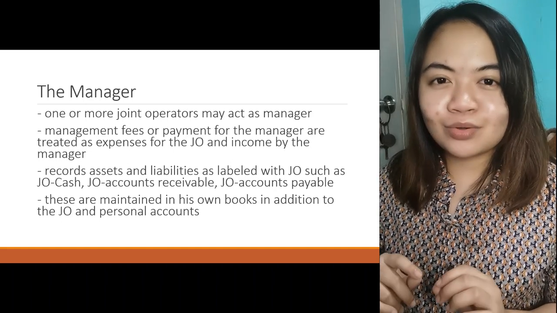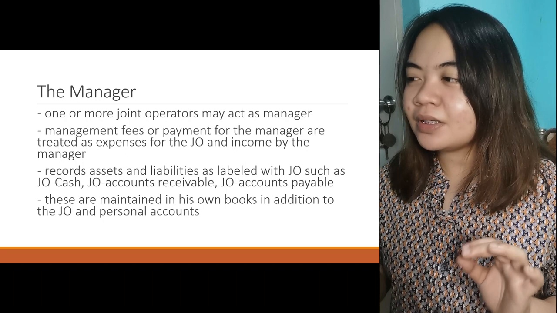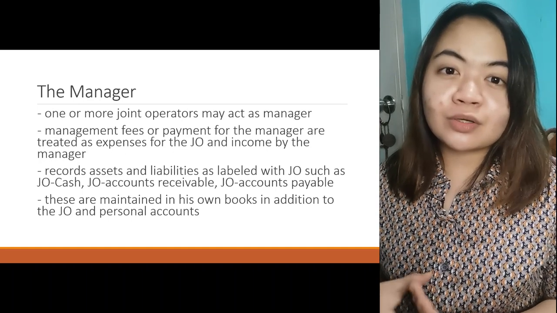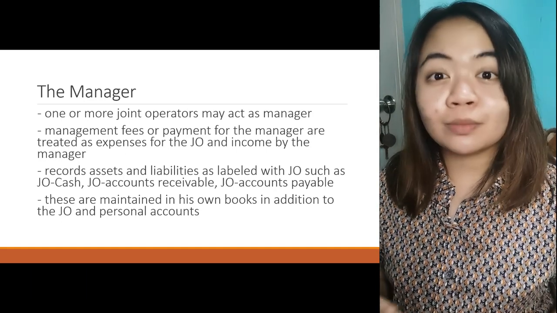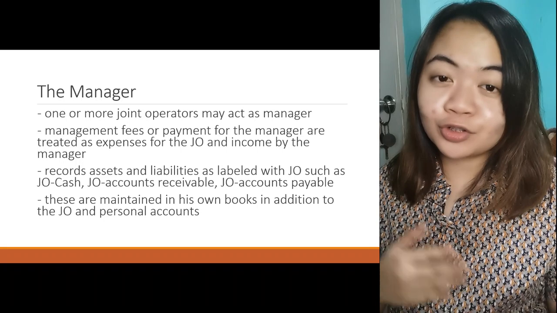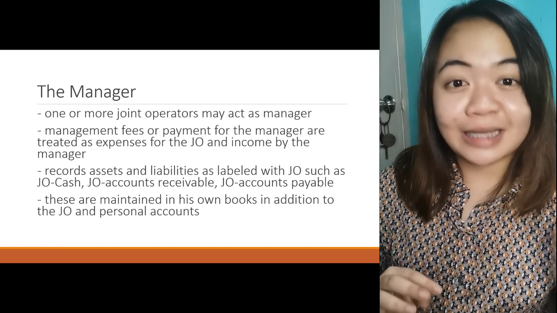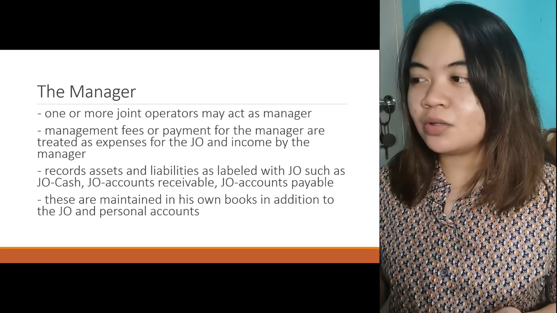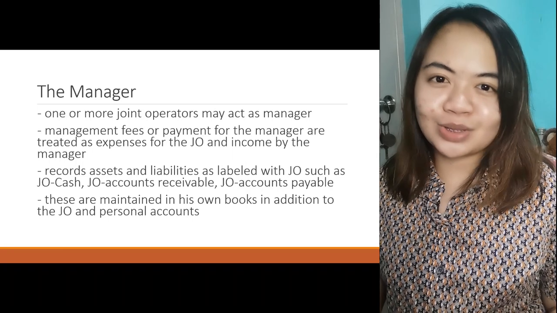Okay? Remember, yung books nila, no separate records. Okay? Ang illustration natin na, okay? Record assets and liabilities as labeled with JO, such as, if transactions are being recorded by the manager sa books niya, if there's no separate record, ha, ang label niya is with joint operation. So, for example, merong involved na cash, okay, connected to the joint operation, magre-record siya ng cash na nakalagay is joint operation dash cash, okay? This is done if you are the manager of the joint operations, okay? JO cash, JO accounts receivable, JO accounts payable, okay? These are maintained in his own books in addition to the JO and personal accounts, okay?